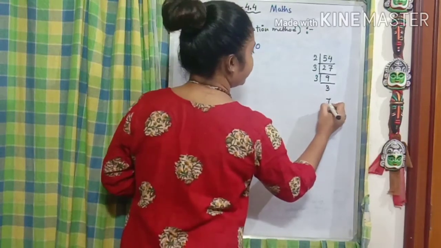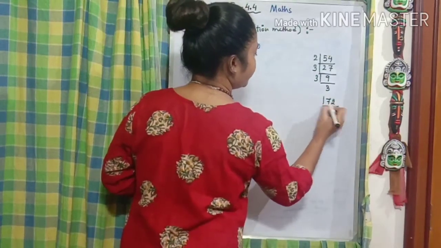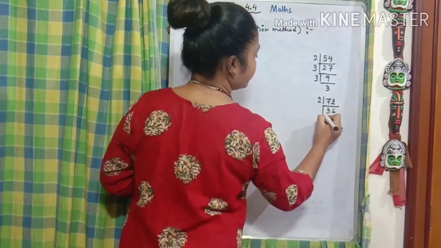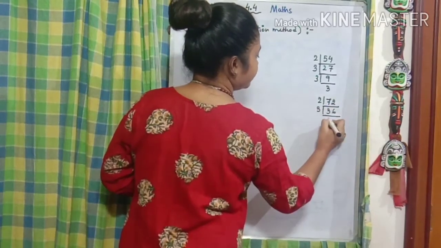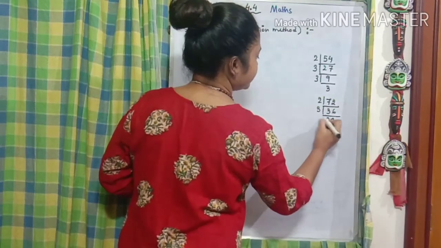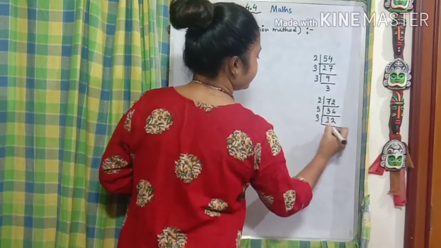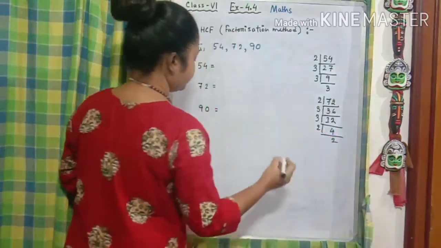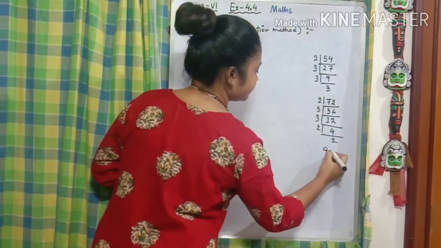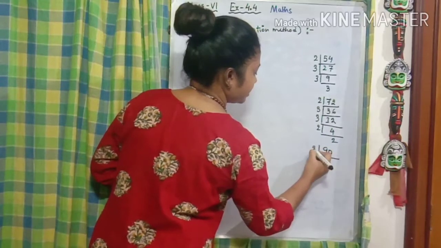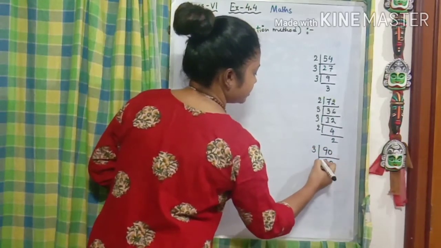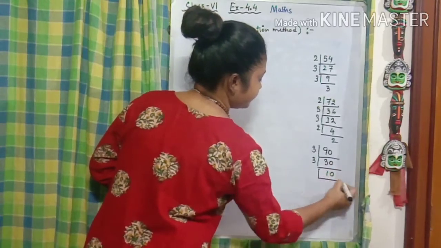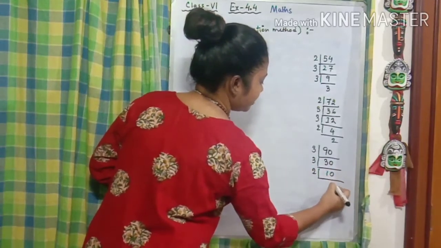Once again for 72 as well, we are going to find it out. 2 3s are 6, 2 6s are 12, 3 1s are 3, 3 2s are 6, 3 4s are 12, 2 2s are 4. And for 90, 3 10s are 30, 2 5s are 10.